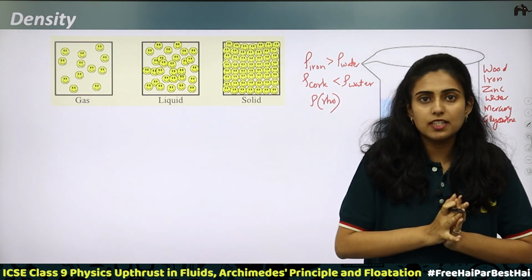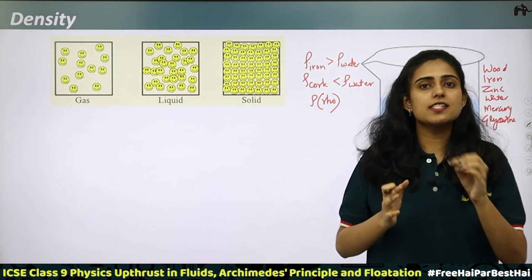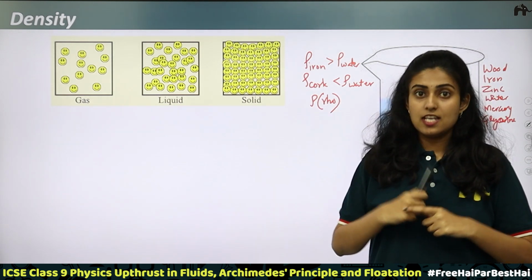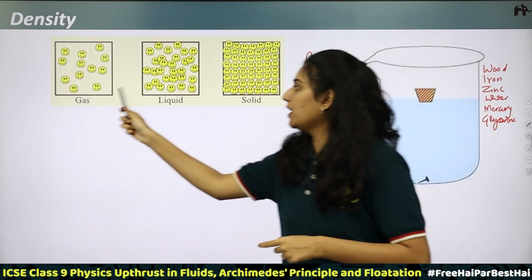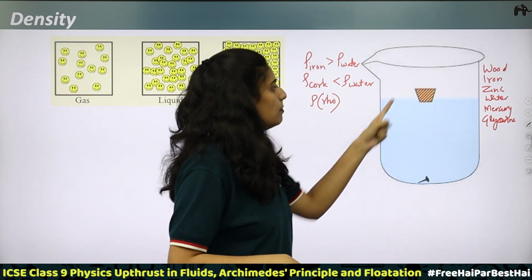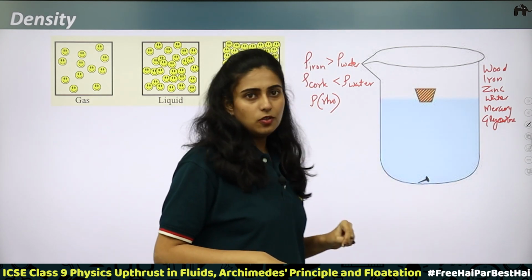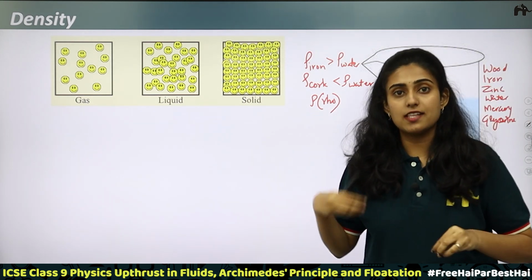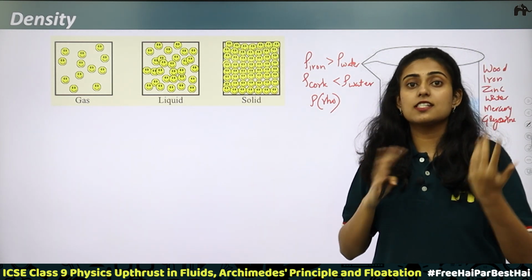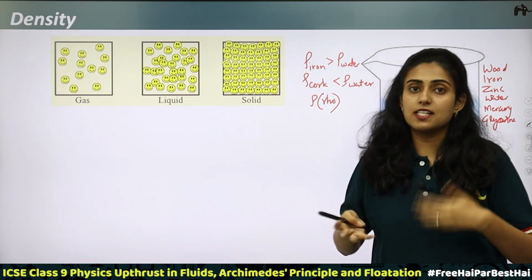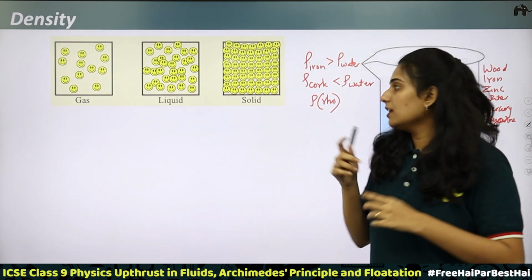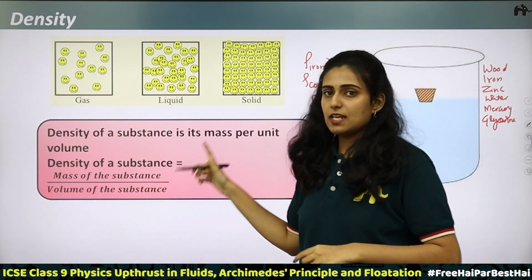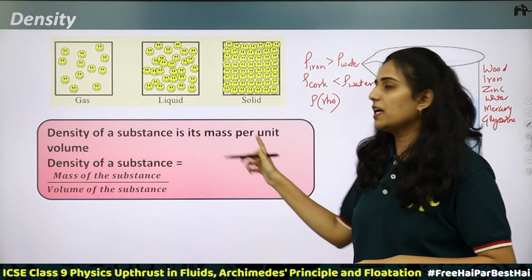So, density is something that depends upon mass and volume. Here we have said solid is having greater density. Solid is denser compared to liquid and gas. Iron is denser compared to the cork. How do we say this? This density is depending upon the mass and volume. When mass increases, there is a change in density. When volume increases, there is a change in density. Now we can say that density of a substance is its mass per unit volume.